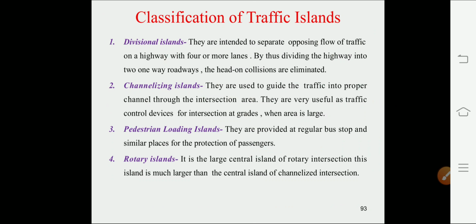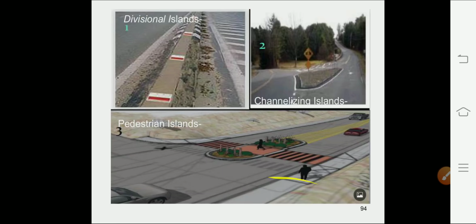Channelizing island. These are used to guide the traffic into proper channel through the intersection areas. They are very useful as traffic control devices for intersections at grids when area is large. Second figure you can see. Two roads are passing, they are getting diverted from each other, so whatever will be the middle portion, this portion is raised upward, which is nothing but a channelizing island. This helps to segregate simply.